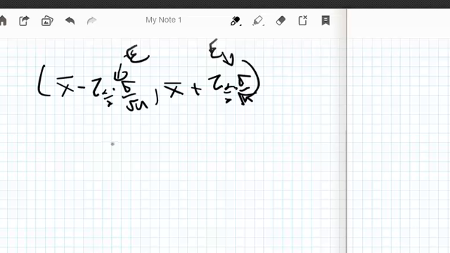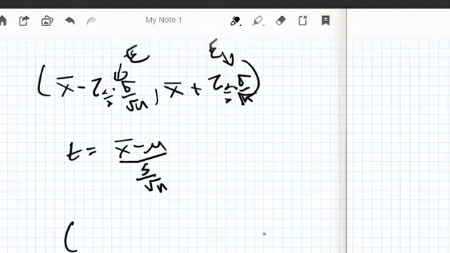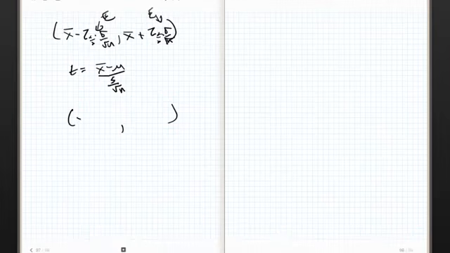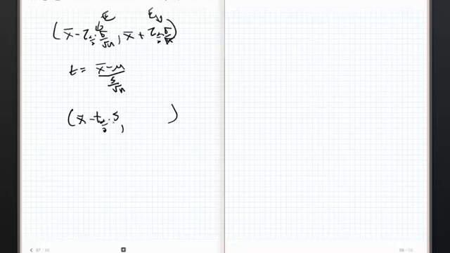And the algebra that we did, remember, if I start with t equals x bar minus mu over s over root n, then the algebra that I'm going to do to get the interval is exactly the same. It's going to be x bar minus t alpha over 2. Remember, the curves are still very normal looking. T alpha over 2. I don't know sigma, so I'm going to use s, and I'm going to divide by the square root of n, and then I'm going to get x bar plus t alpha over 2 times s over root n. This has now become our error term.